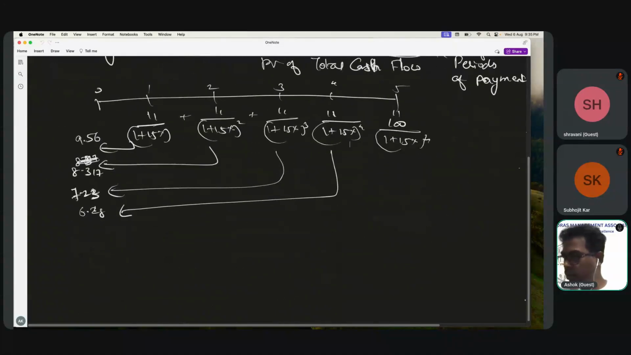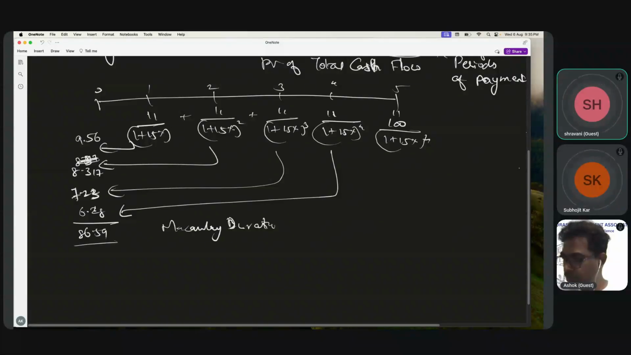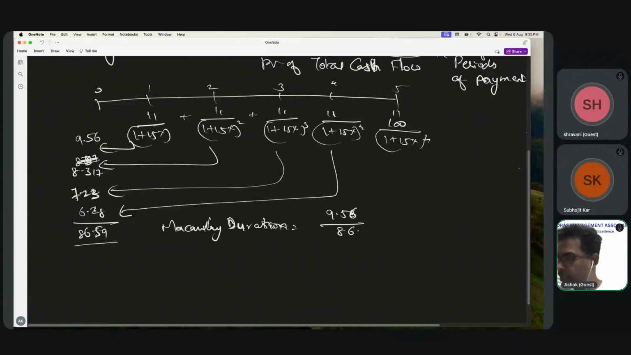So this total comes to 86.59. Yes. So now Macaulay duration is equal to, Macaulay duration is equal to present value of individual cash flows. First of all, individual divided by 86.59 into 1. Calculate this and keep it in store 1.